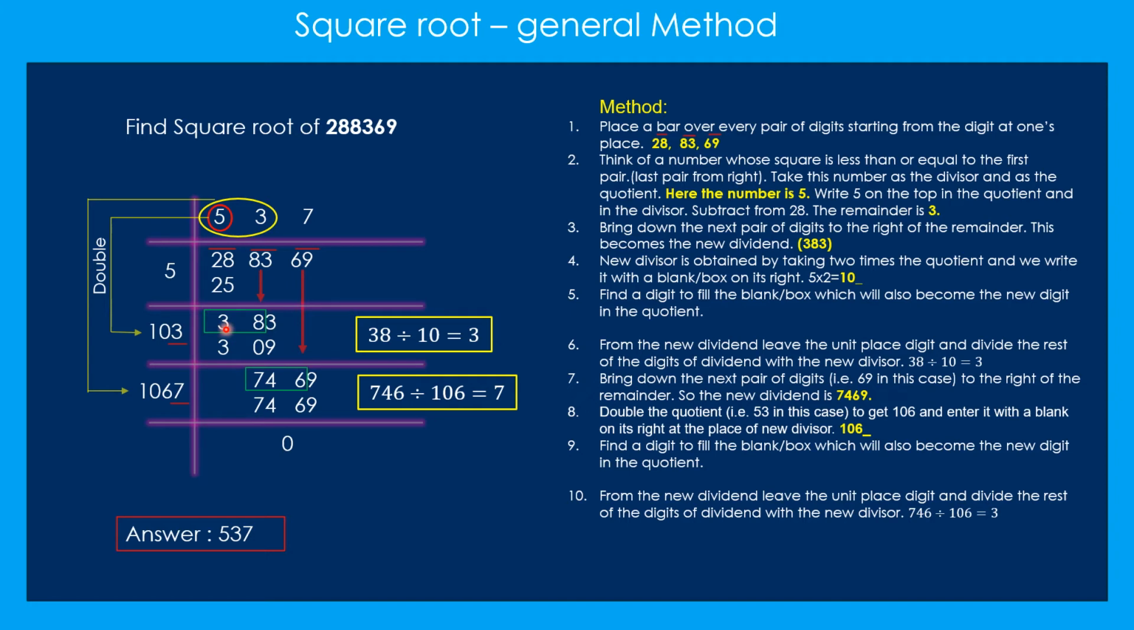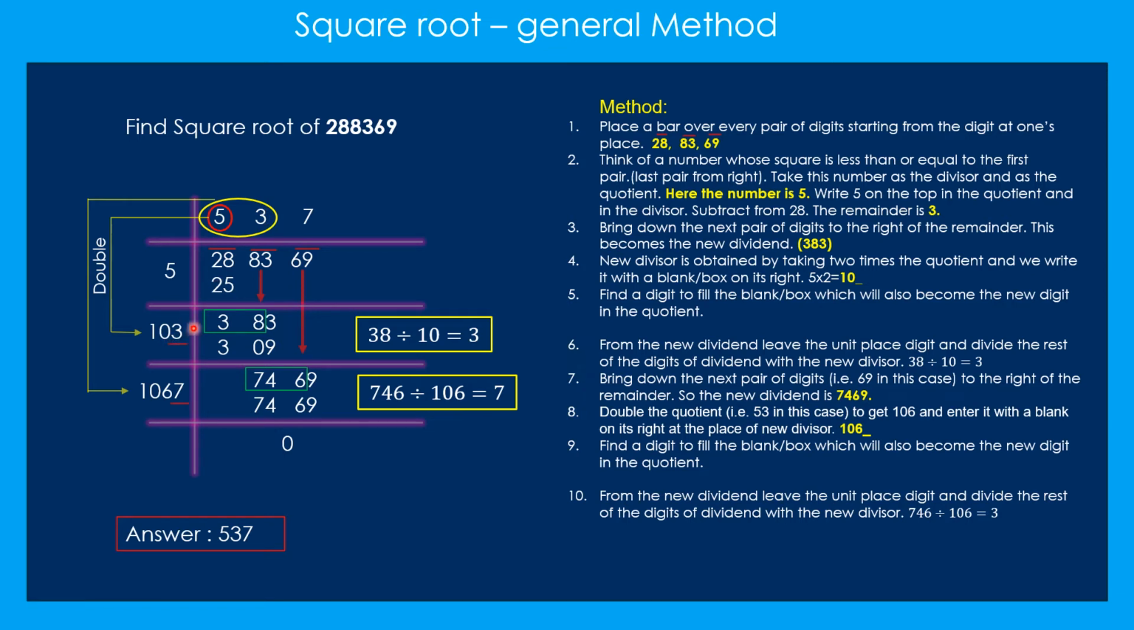After you write the remainder 3, you have to bring down the next pair of digits to the right of the remainder. So here the next pair is 83. So now your new dividend here is 383. To find the new divisor, you just double the quotient. You double the quotient 5 and you write it here as 10. And then to the right of the 10, you write a blank space where you have to add the number. And whatever number comes in the blank space, that number is also added into the quotient.